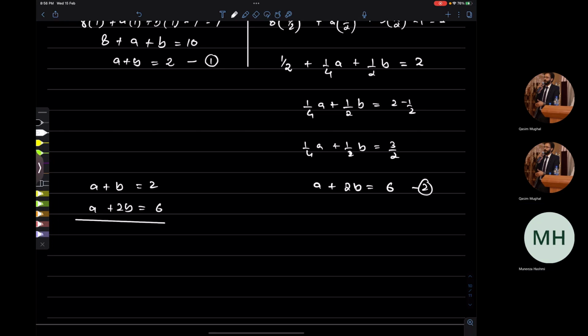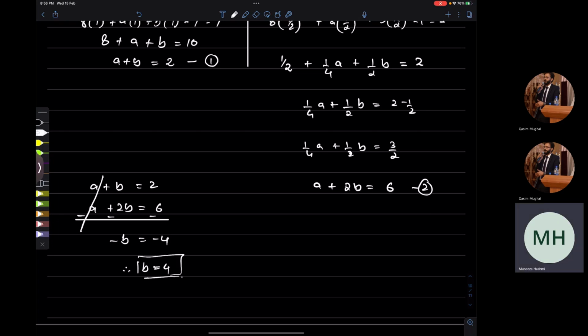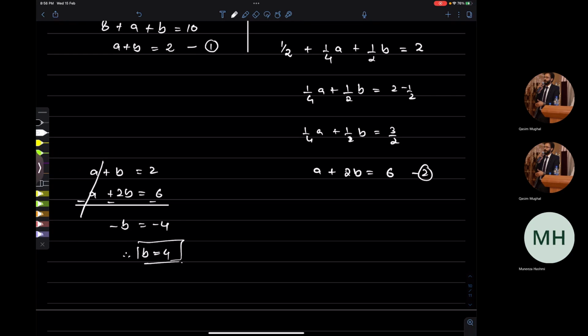So A plus B equals 2, and A plus 2B equals 6. I'll be subtracting both the equations here. A cancels out. B minus 2B is minus B. 2 minus 6 is minus 4. Therefore, B equals 4. Once I have the value of B, I can use either of these two equations to work out the value of A. Let's use the first one. A plus 4 equals 2. A is going to be equal to minus 2.